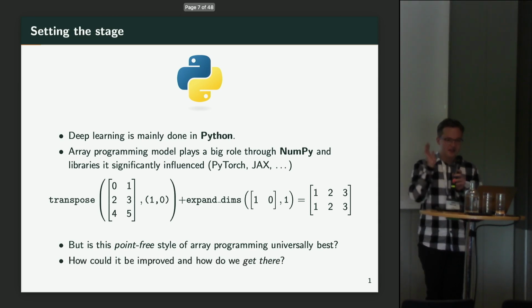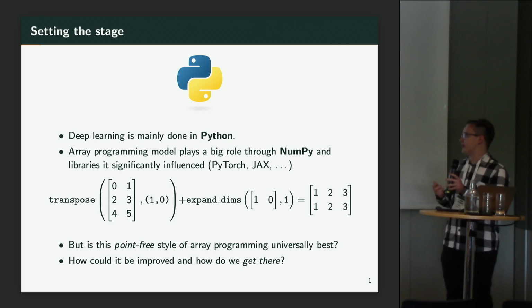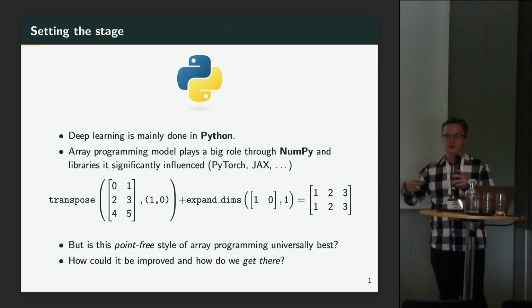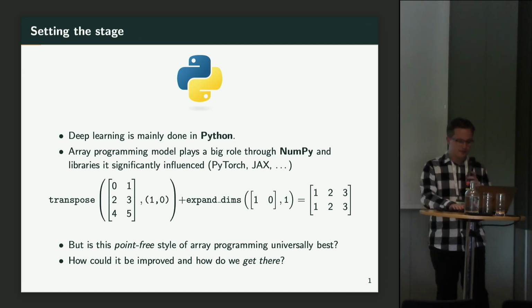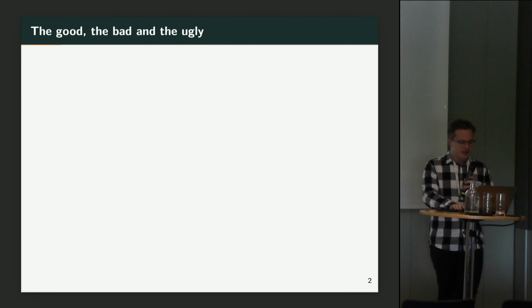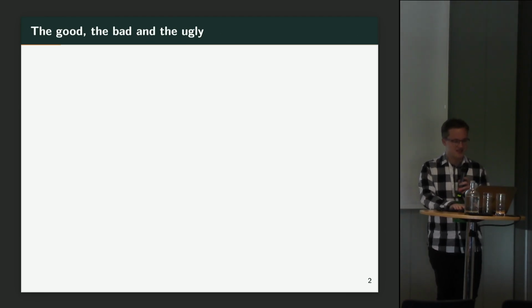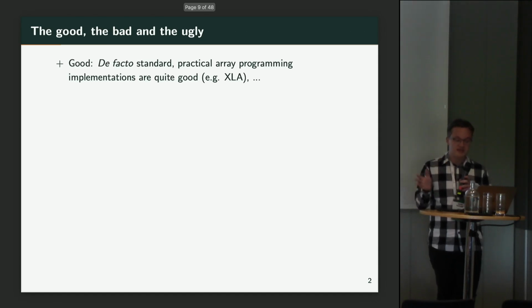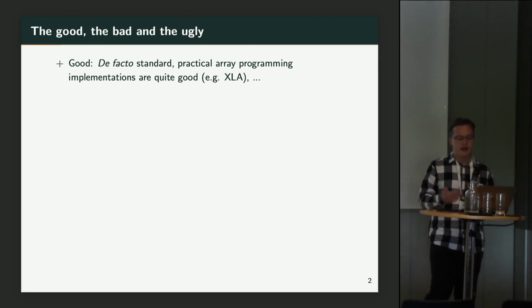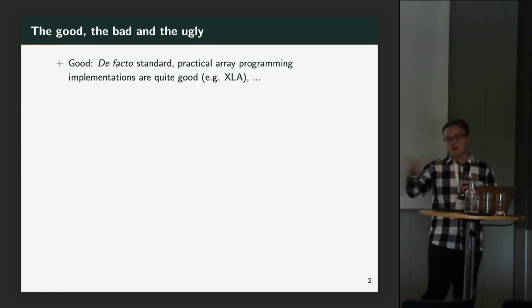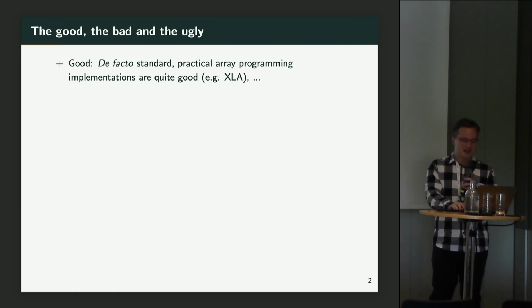But let's ask the question: if we could improve it, how could we improve it? And how do we get to that point where people are actually using a different style than NumPy-like, essentially? So let's look at the different faces of array programming. It's really nice because it is the standard, so everyone uses it, everyone knows it, and the implementations that people actually have out there are really good, like XLA. Every one of those libraries somehow is also using XLA, perhaps not an accident.